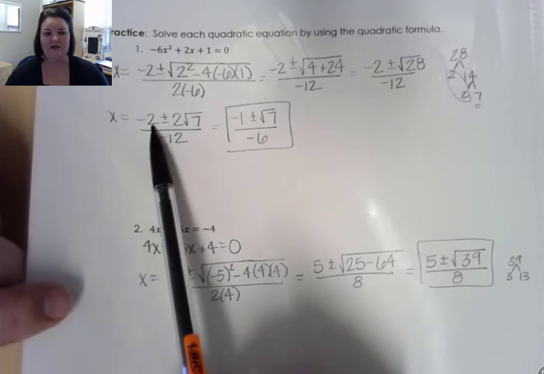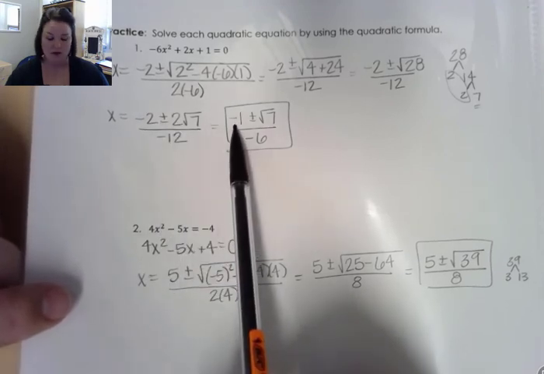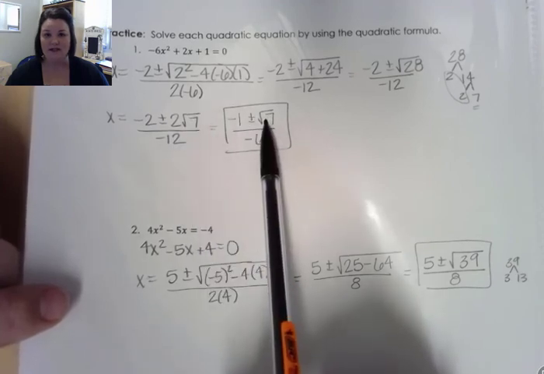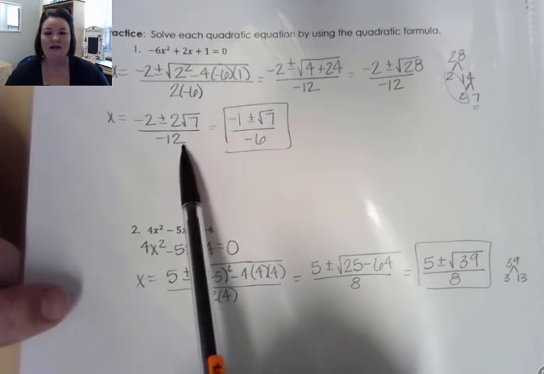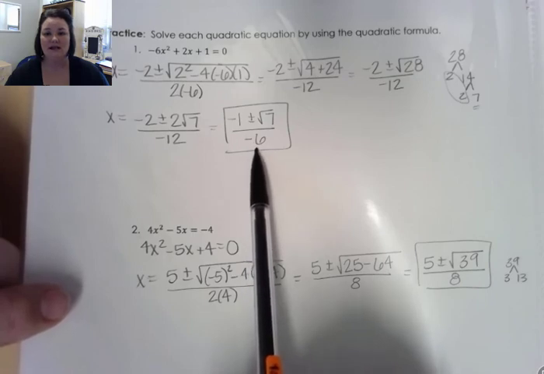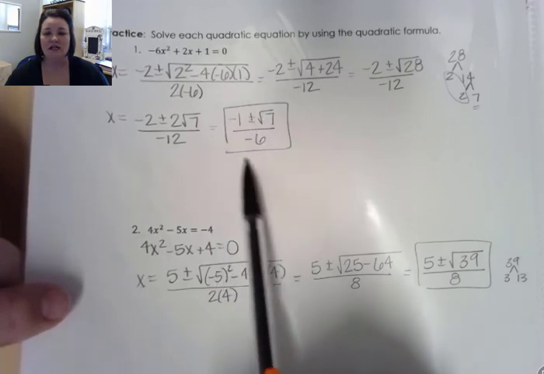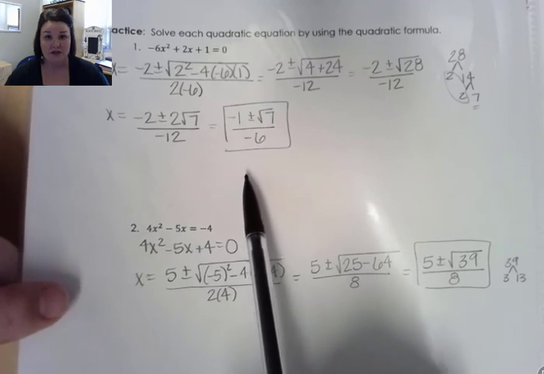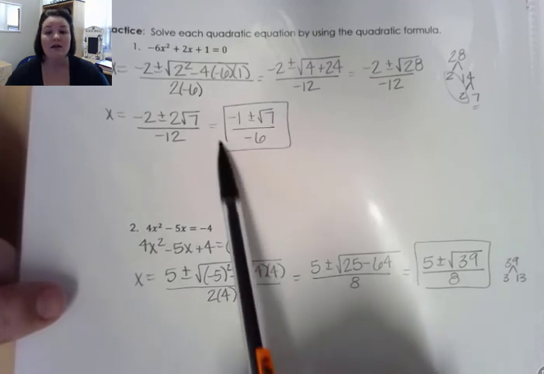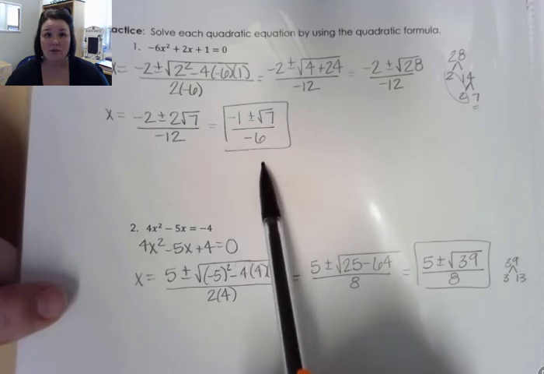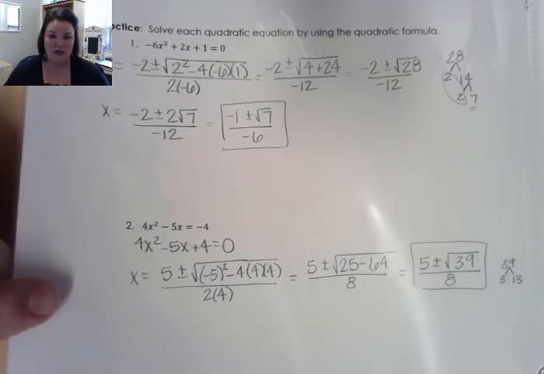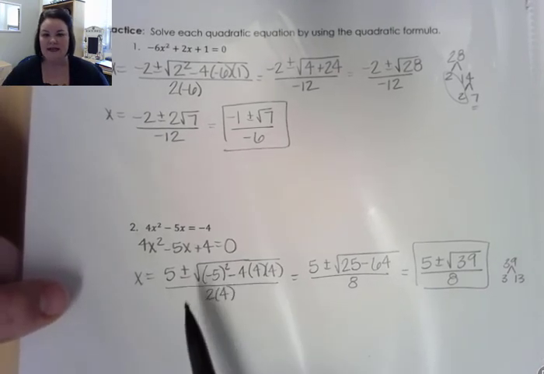So when I reduce -2 by 2, I'm left with -1. When I reduce 2 square root of 7 by 2, I just have the square root of 7. And on bottom, when I reduce -12 by 2, I'm left with -6. So we're going to leave it just like this, okay? Notice I am not getting decimal answers for these. I am leaving them in reduced radical form, which is how you will do it on worksheets and also on the exam, okay?